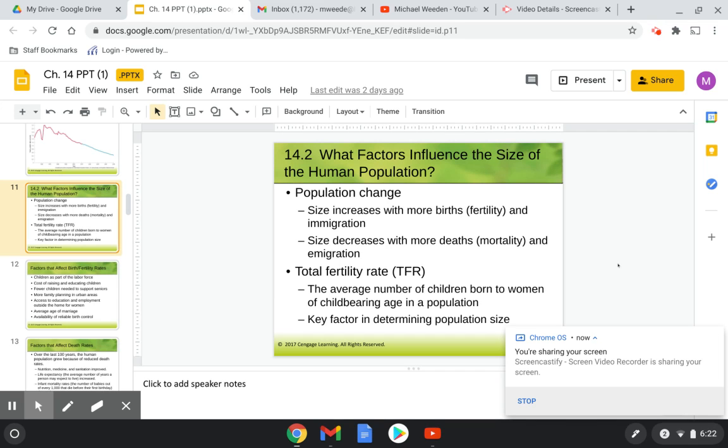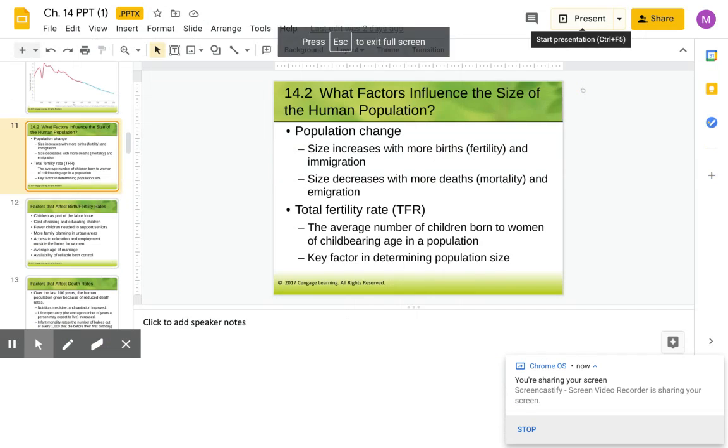All right, so welcome back to Environmental Science. We will be talking about 14.2 today. So, again, what factors do influence the size of the human population? We will get into that.